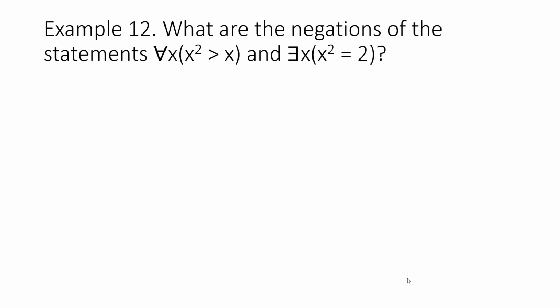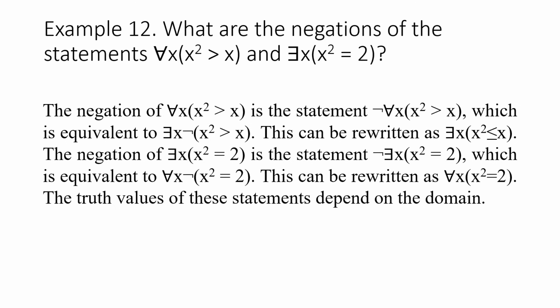So let's have another example. What are the negations of the statements for all x, x squared greater than x, and there exists x such that x squared equals 2? For the solution, the negation of for all x, x squared greater than x, is equivalent to there exists x such that the negation of x squared greater than x. This can be rewritten as there exists x such that x squared is less than or equal to x.